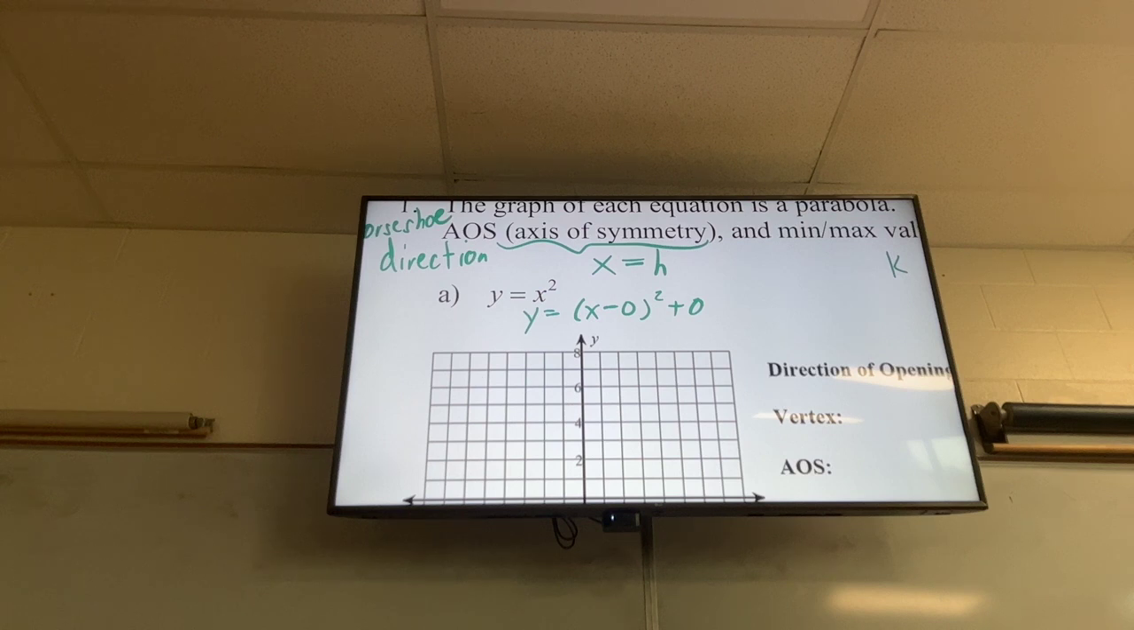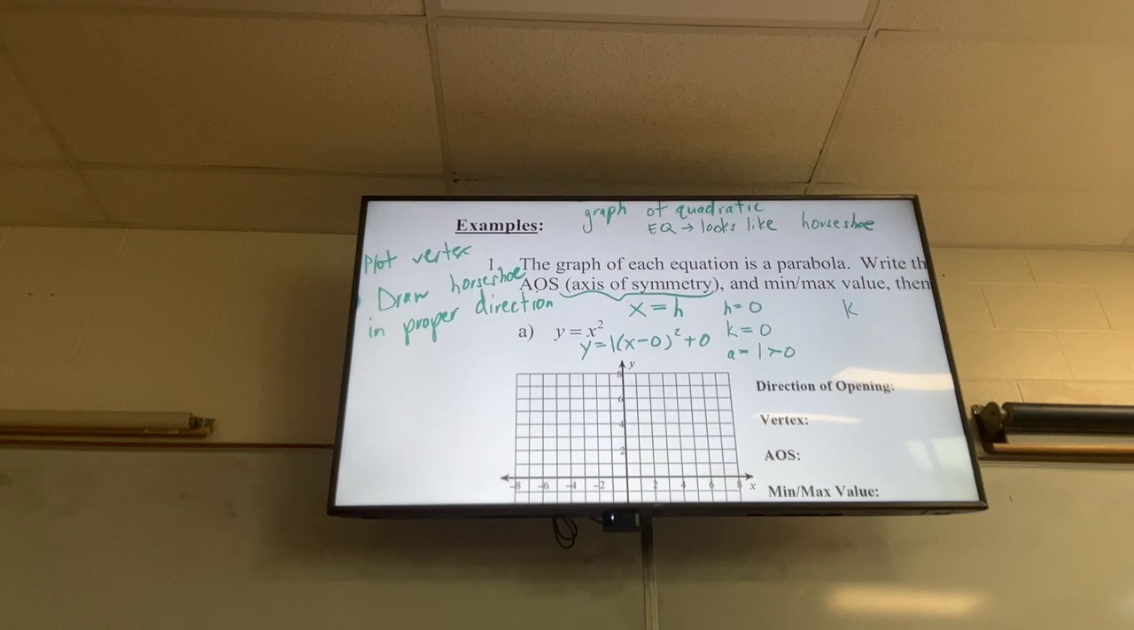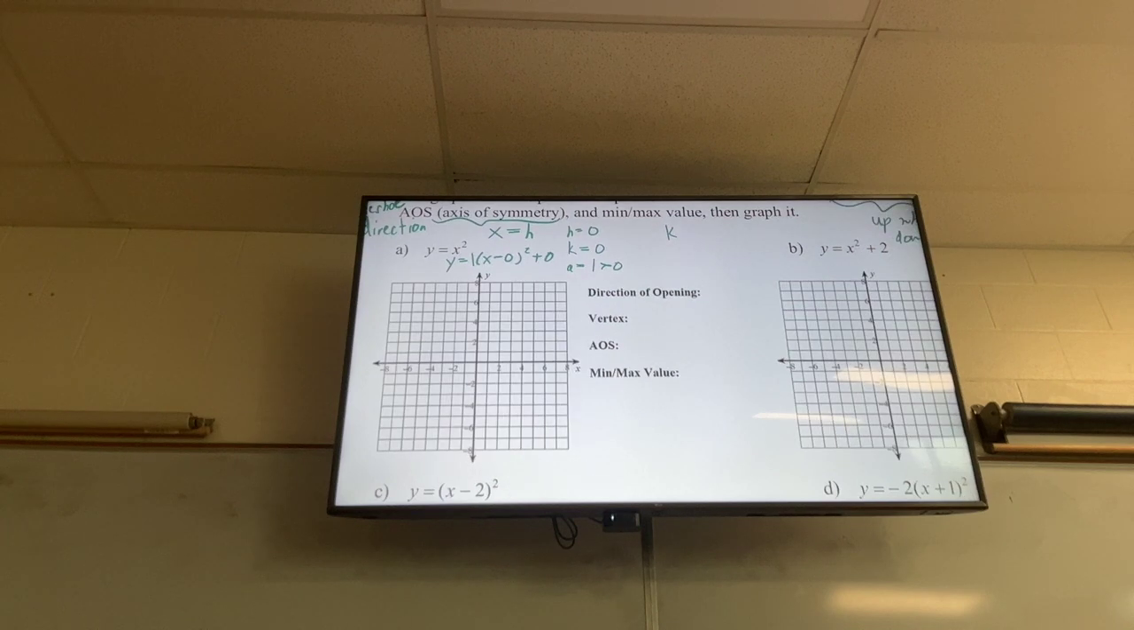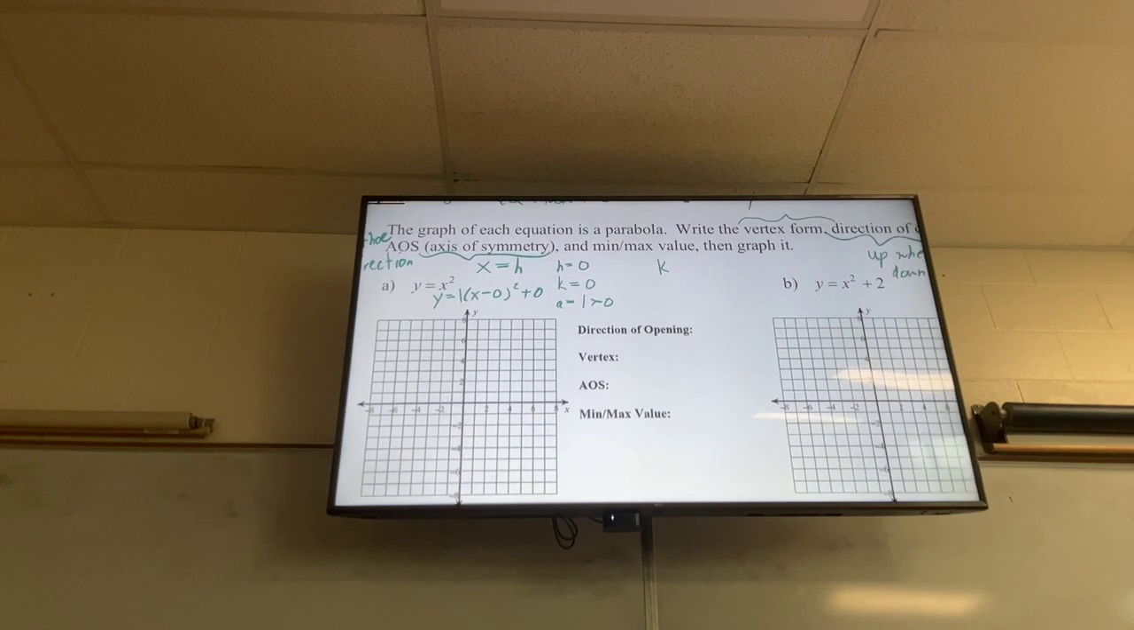So there's technically a what in front of the parentheses? 1, yeah. So what's my h? 0. The number that's inside. What's my k? 0. What's my a? 1, which is greater or less than 0? Greater. Prove it. Okay, I don't think you can prove that. Probably not, no. Can't prove this dichotomy property.